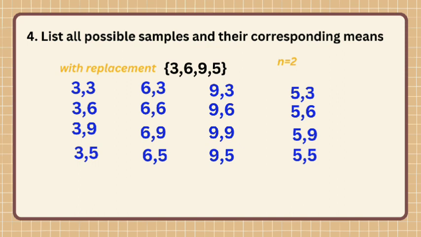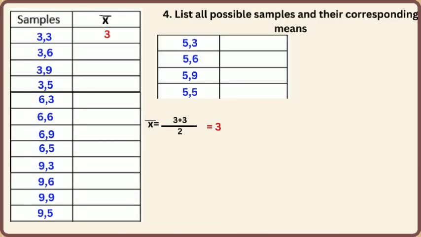Next is to list all the possible samples and their corresponding means. Since our problem is with replacement, there are possibilities that the numbers repeat. Our sample size is equal to 2. So we have 33, 36, 39, 35, 63, 66, 69, 65, 93, 96, 99, 95, 53, 56, 59, and 55. After listing all the possible samples, we will get their corresponding means. The first sample that we have is 33.